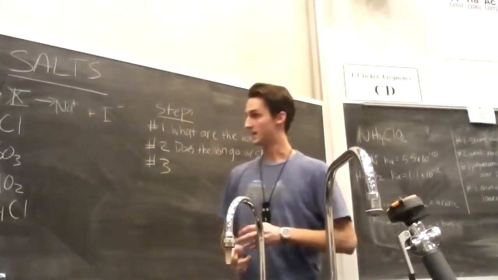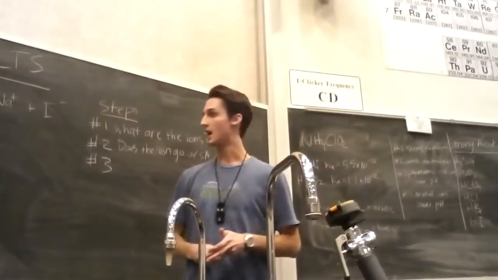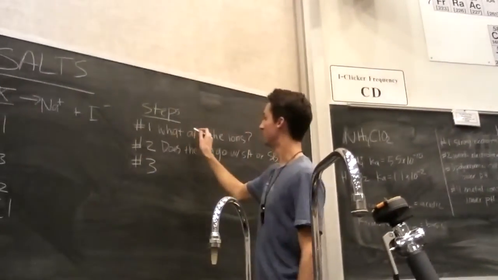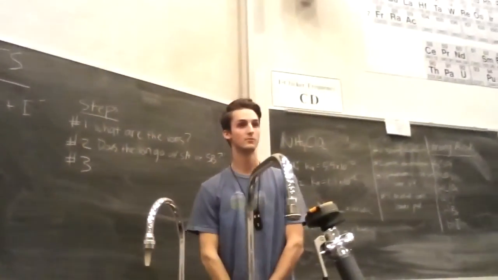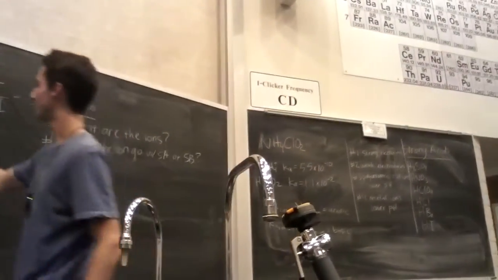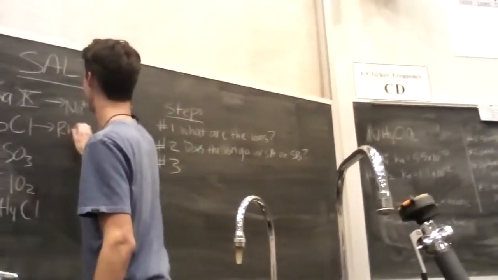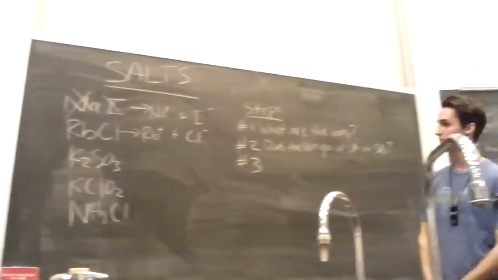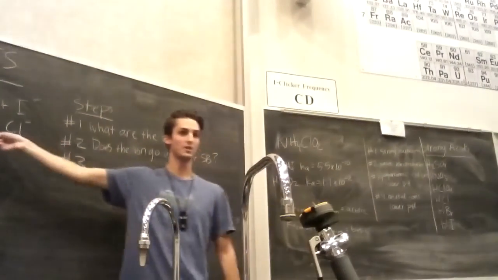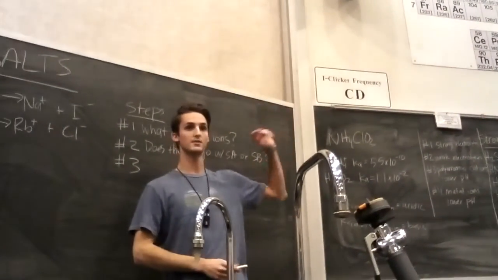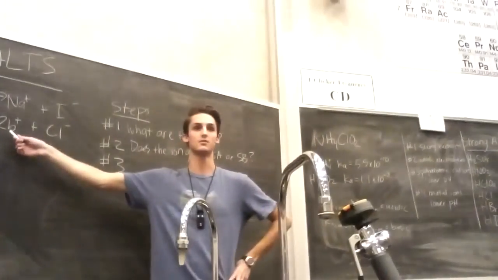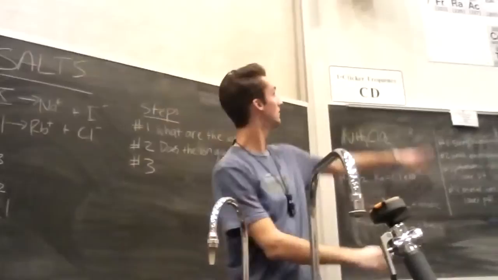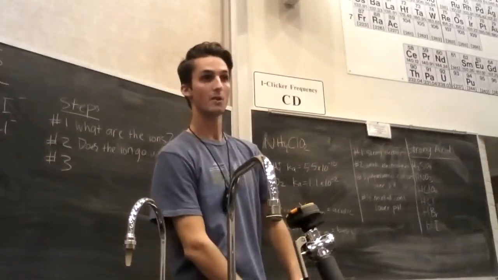Okay. Let's move on. RbCl. Walk me through it. Step 1. What are the ions? Rb plus, Cl minus. Step 2. Do these ions correlate with strong acids and strong bases? Yes. Rb plus, yes. Yes. Because if I stuck an OH on Rb plus, it'd be a strong base.